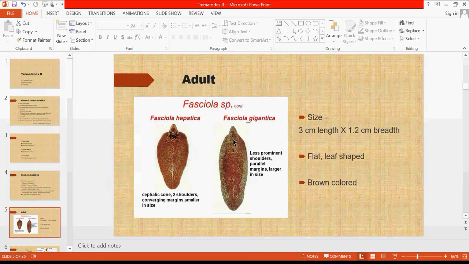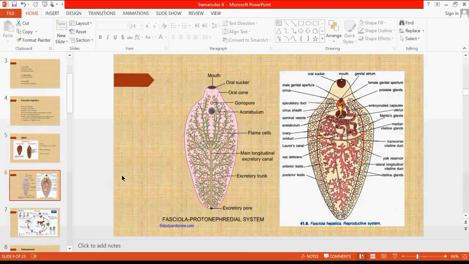In Fasciola gigantica, again the same, the size is bigger, and the prominence is also there in the anterior end, but the shoulders are not that prominent as compared to Fasciola hepatica. So this is about the adults of the Fasciola species.